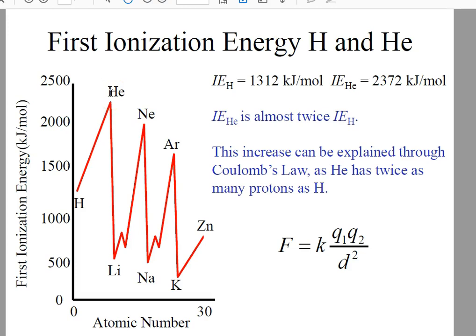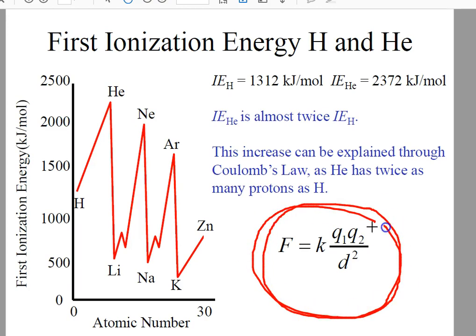So why? Coulomb's law. According to Coulomb's law, the force of attraction, here's the equation again, is equal to K, Q1, Q2 divided by D squared. So what is different about hydrogen and helium? Well, helium has 2 protons in its nucleus. So this Q1 is going to be plus 2 instead of plus 1. And then the electron, of course, still has a -1 charge. The positive and negative aren't really important. The idea is that helium has twice as many protons, so its ionization energy, here's the exact values, is almost twice as much.